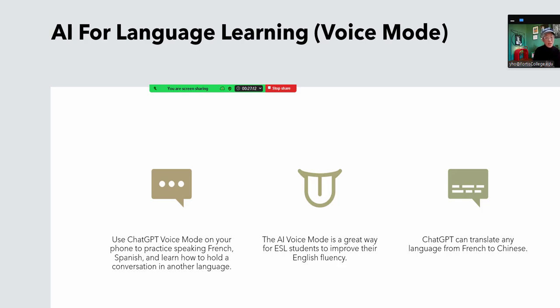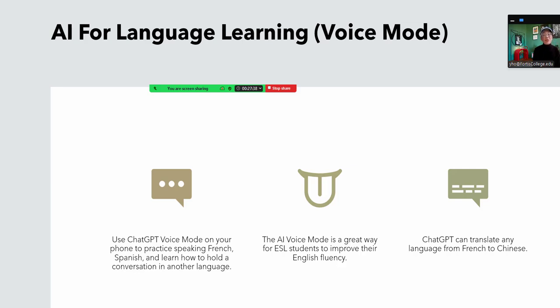And so you use ChatGPT voice mode on your phone, and if you're an American, for instance, and you want to learn another language, let's say you want to learn French, then you can talk to AI in French, and then the AI will respond to you back in French. Both the text-based AI and the voice-activated AI can respond to you in whatever language you tell it to.